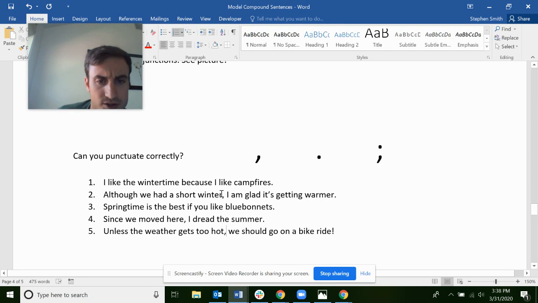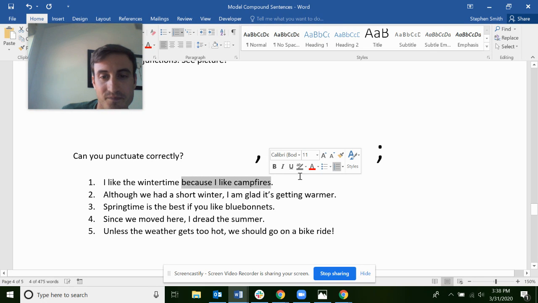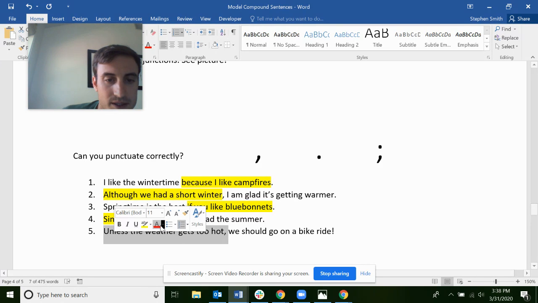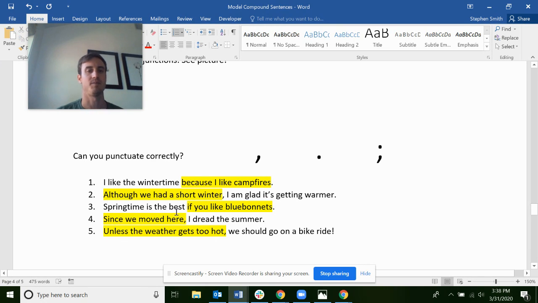So just to show you really quickly, I'm going to highlight all my subordinate clauses. I'm going to make them yellow so that you can see when your subordinate clause comes first, you need a comma. But when it's in the middle of your sentence, you do not need a comma. So take a look at the pattern. The subordinate clause comes first, you need the comma. It comes second, you don't need a comma there.